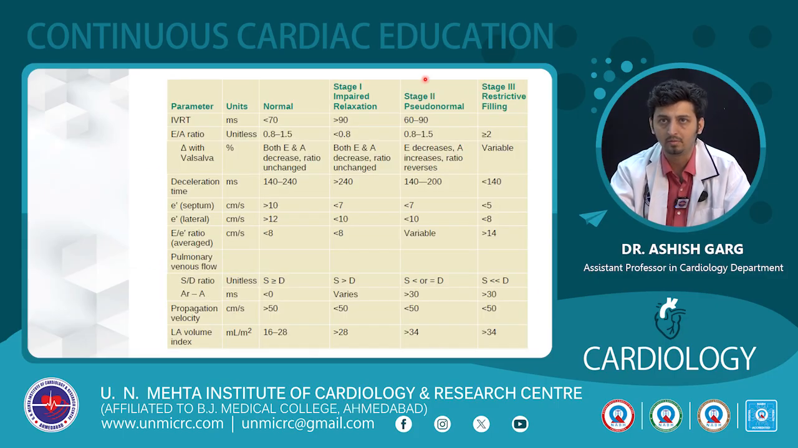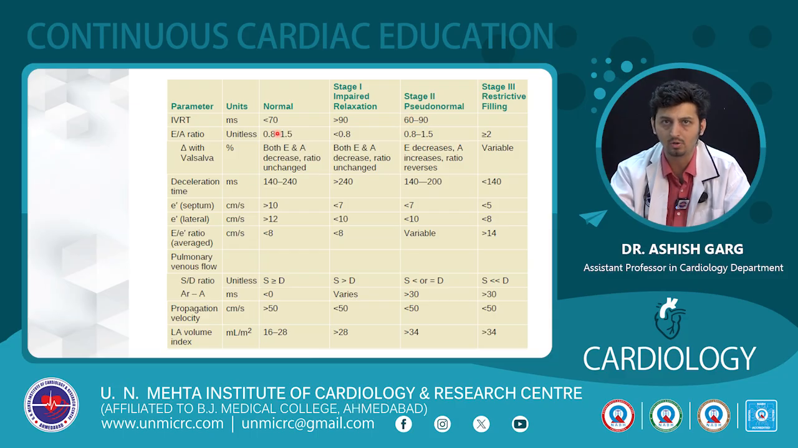Coming to the table and trying to summarize what all we have discussed till now. There are 3 stages: stage 1, which is the impaired relaxation, stage 2, which is the pseudo-normal stage, and stage 3, which is the restrictive filling. IVRT is normally less than 70 milliseconds, and when there is impaired relaxation, it increases. However, in stage 2, it again becomes normal.